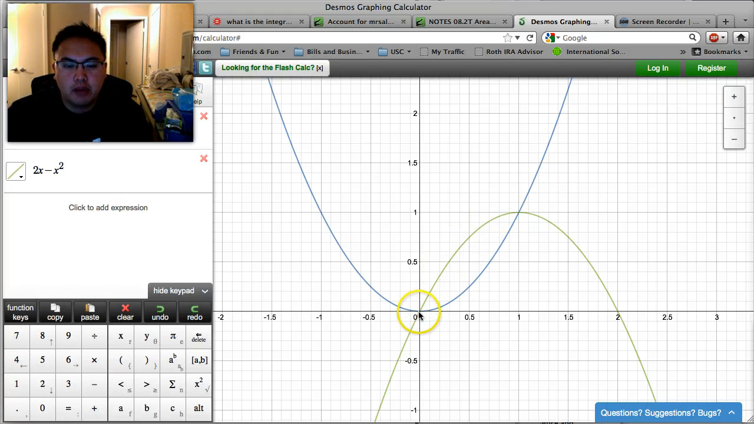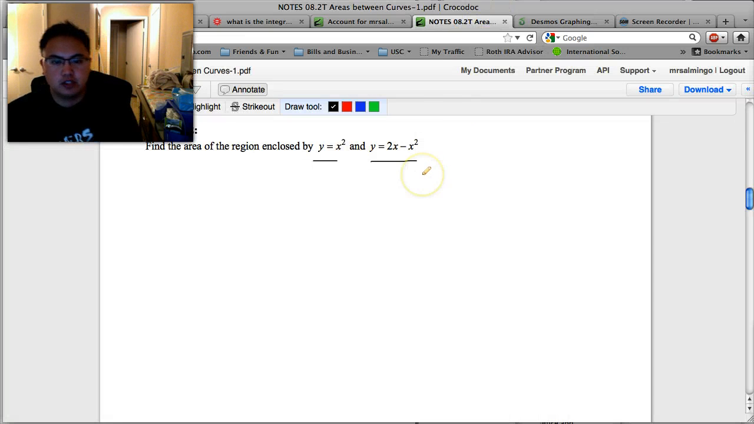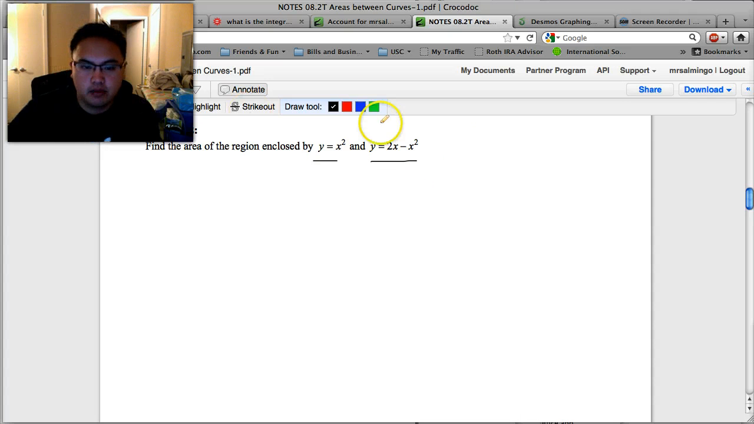Okay, so I know my bounds are going to be from 0 on the x-coordinate to 1. Those are going to be my bounds. And I know that green, or 2x minus x squared, is on top, and I know that x squared is on the bottom. So I'll go back into my notes with this new knowledge from my graphing calculator. You know that my bounds are from 0 to 1.